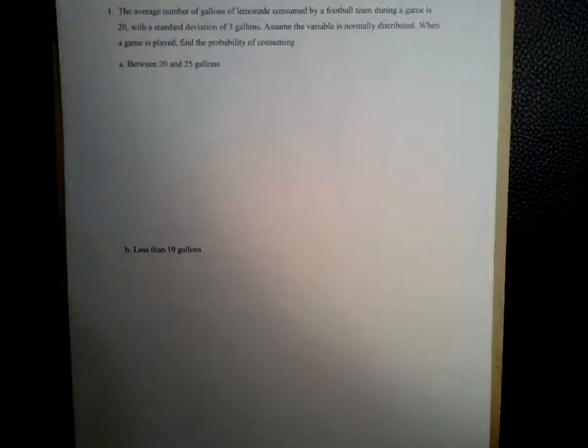This first one says the average number of gallons of lemonade consumed by a football team during a game is 20 with a standard deviation of 3 gallons. Assume the variable is normally distributed. When a game is played, find the probability of consuming the following.